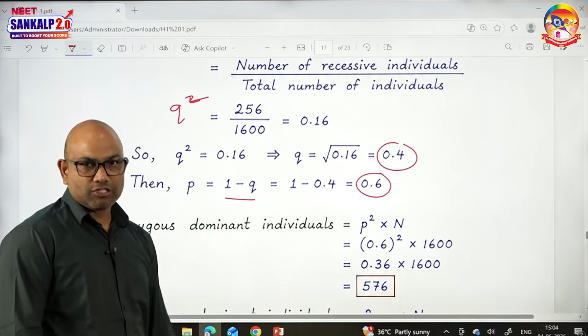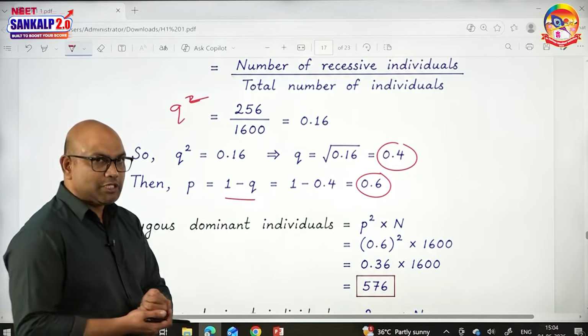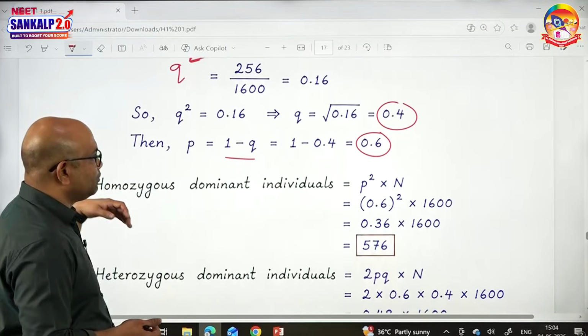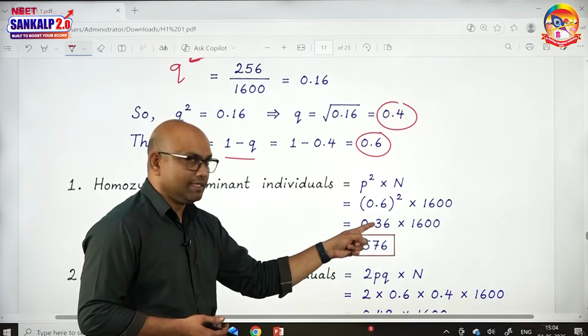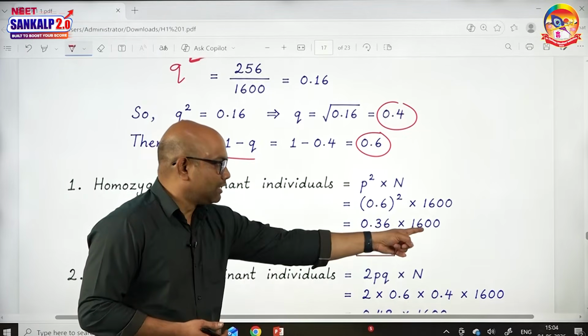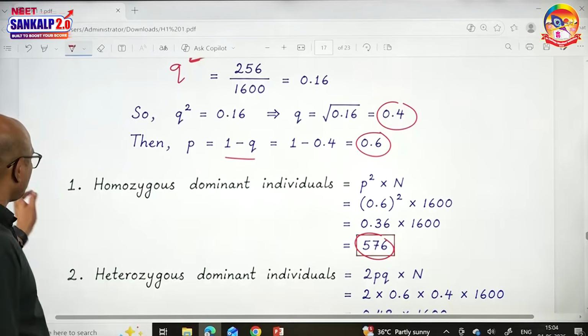So what was the question asked? How many are homozygous dominant individuals? How many are heterozygous dominant individuals? Homozygous dominant means p square. How can you calculate the p square value? The p value is 0.6. 0.6 into 0.6 is 0.36. Into the total 1600, that is 576. They are homozygous dominant individuals.